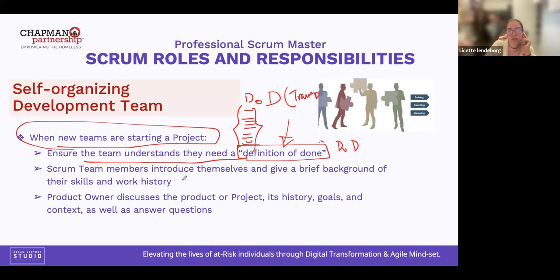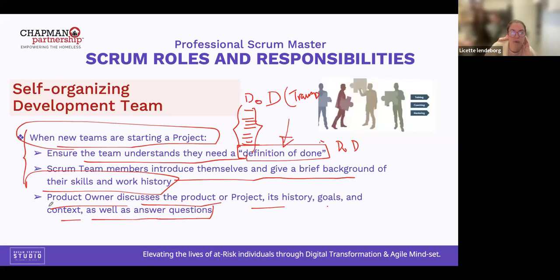So the Scrum team members introduce themselves and give a brief background of their skills and work history. This is when they are starting, like beginning a new project. That's the introduction of the team. So the product owner explains the product or project, its history, goals, and context, as well as answers questions. The product owner is the one providing all the business solutions, product or service information. He is the expert and he will be building the product backlog.